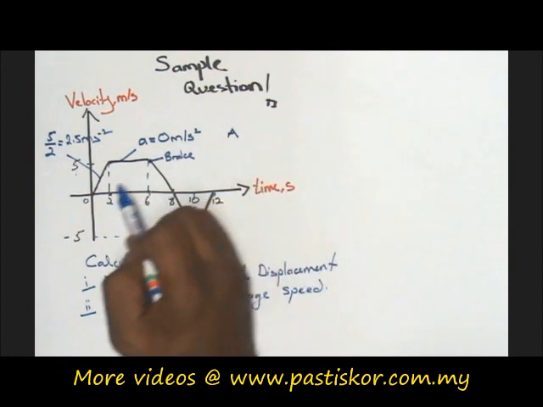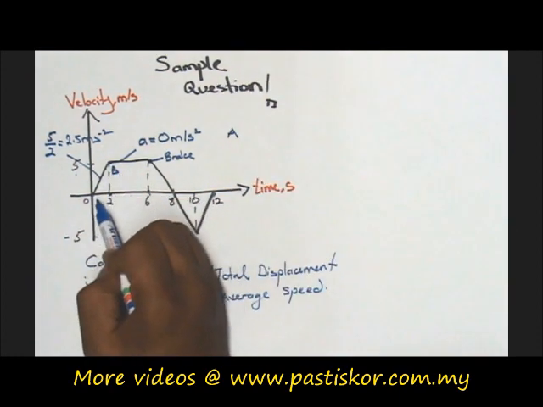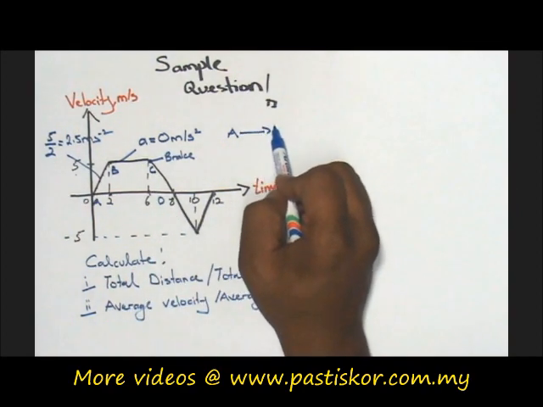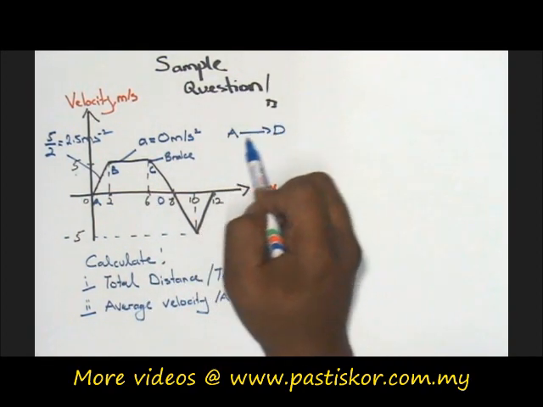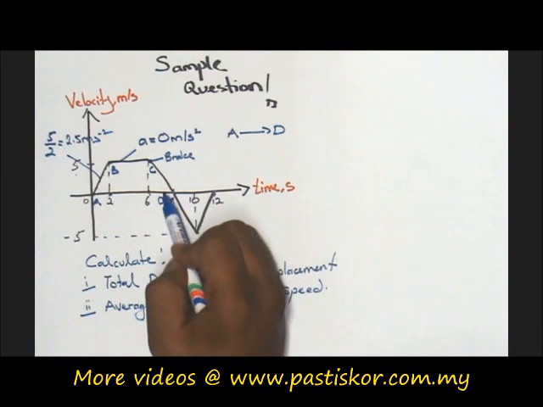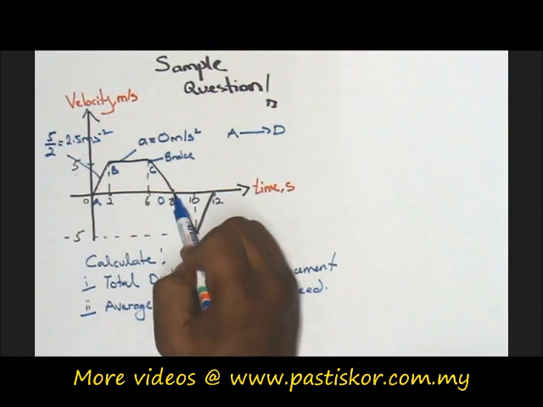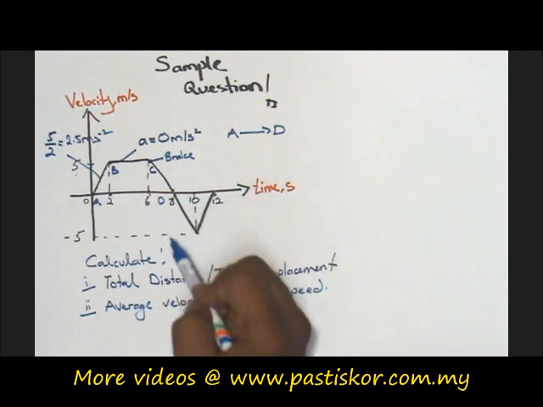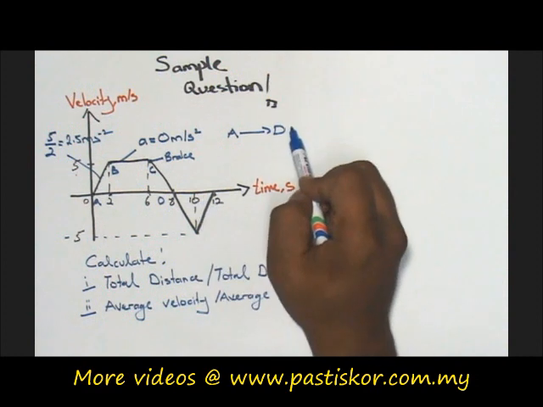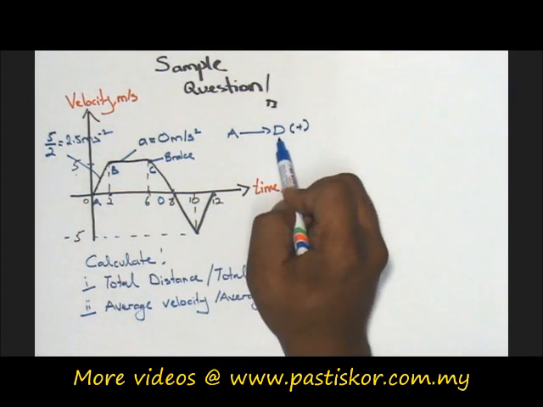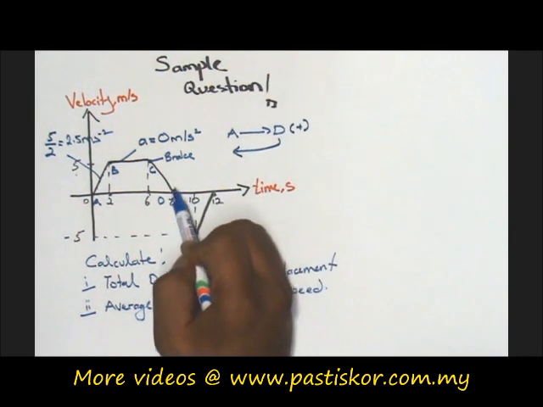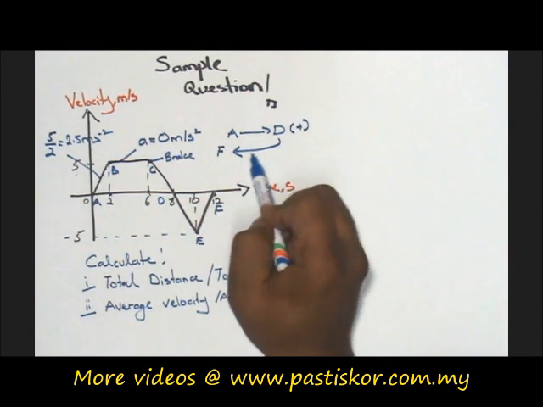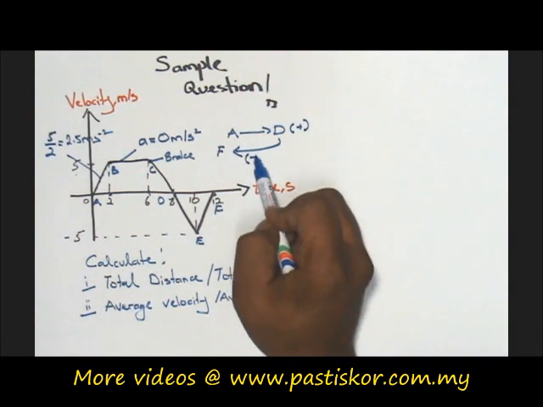Let's put it as A, B, C, D. All the way until D, it was moving over here in, let's just say, the positive direction. And then from time 8 seconds, all the way until time 12 seconds, it was moving in the opposite direction. So this one is the positive direction. And then from D all the way until, so this is D, E, F, until F it was moving in the negative direction.